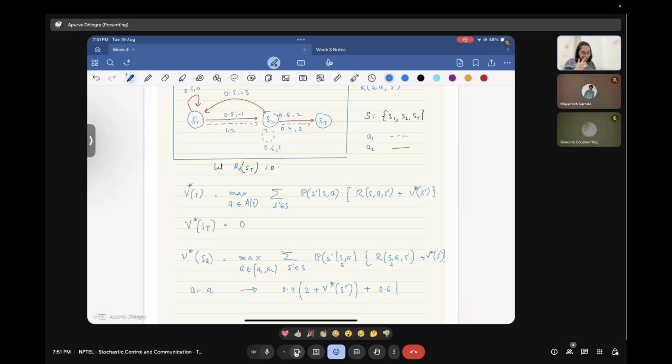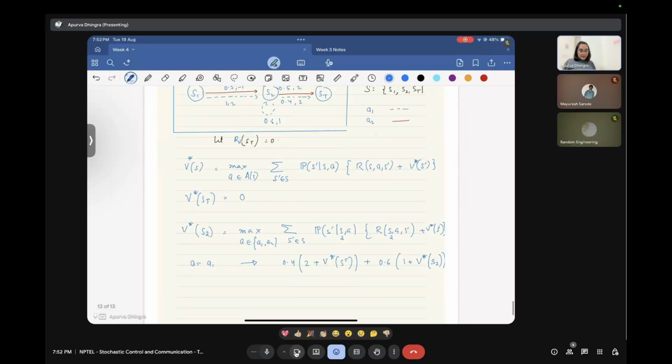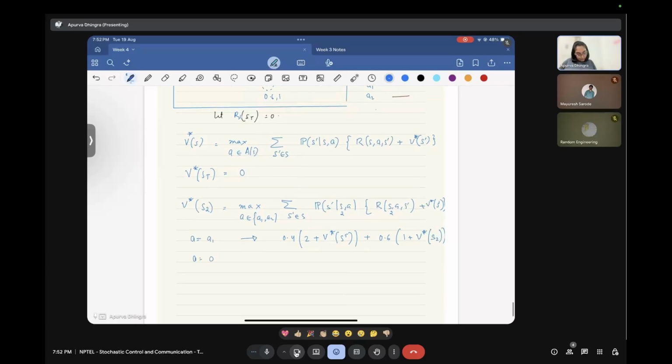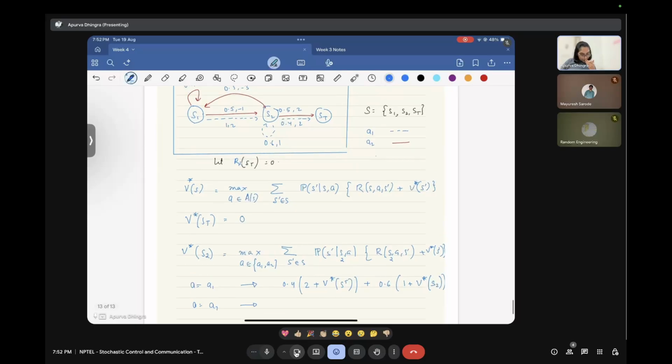The other situation is it has a self loop, and the reward for that self loop is 1. So it's 1 plus V star of, now the next state it goes to is itself. So it stays at S2. This is for one action. If it had taken the other action, the equation would be very different. Okay, if it took the other action.